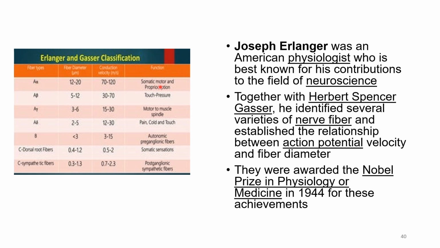Alpha has both afferent and efferent activity. Beta and delta have afferent activity, and gamma has more efferent activity. Now coming to the type B fibers, they are less than 3 microns in diameter with a velocity of 3 to 15 meters per second.